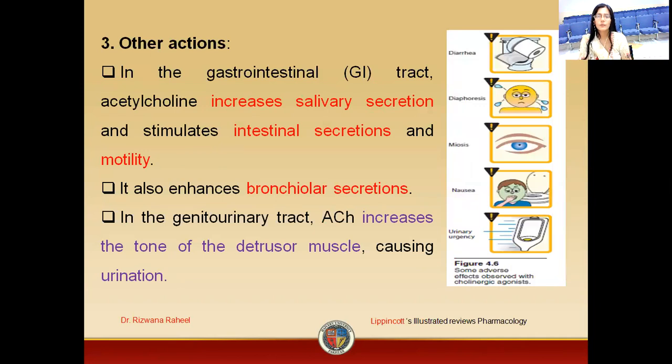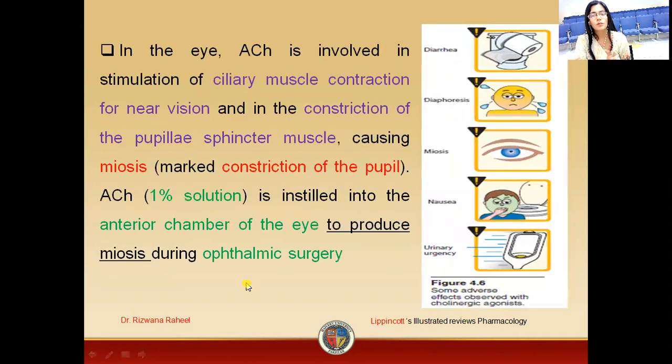Now, what are the other effects of acetylcholine? It increases the salivary secretions. It increases the intestinal secretions. It increases the motility of the intestine. It enhances the bronchial secretions. It has the ability to cause urination by increasing the tone or the contraction of the detrusor muscles which are present on the urinary bladder. Now, what are the effects of acetylcholine on the eye?